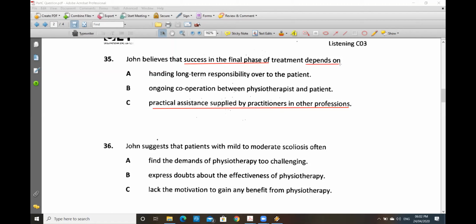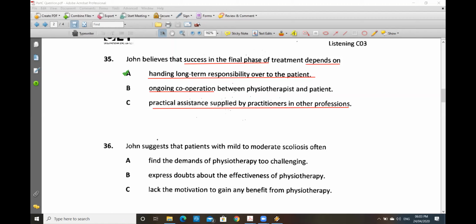So he explained very clearly that it is about the partnership, but again it is not ongoing cooperation, because it is up to the patients to maintain the physiotherapy exercises at home. So A is the correct answer, not B or C. So almost all of you went wrong here. Yeah, one person got the correct answer. That's great. Yeah. Long-term responsibility is to be handed over to the patient.